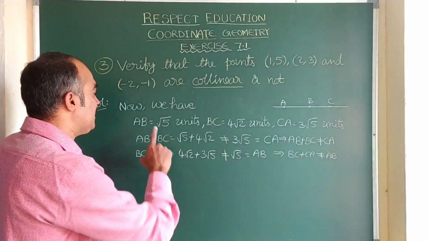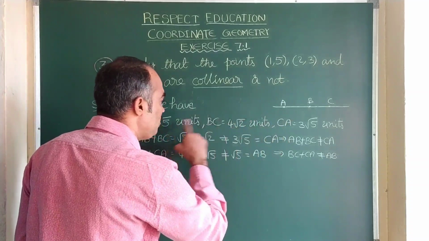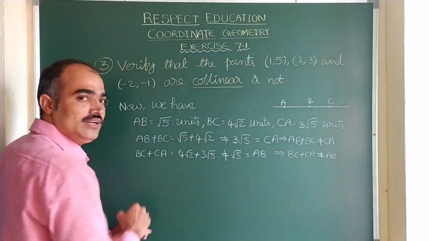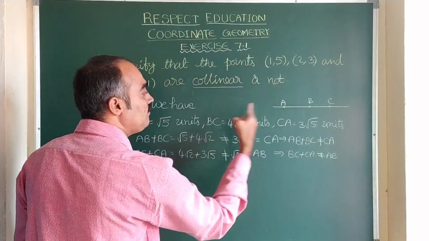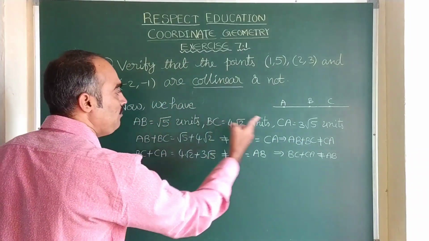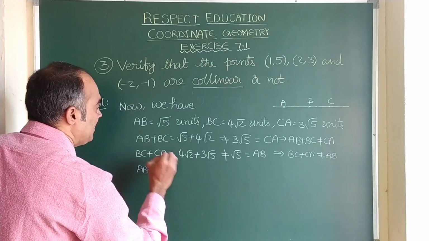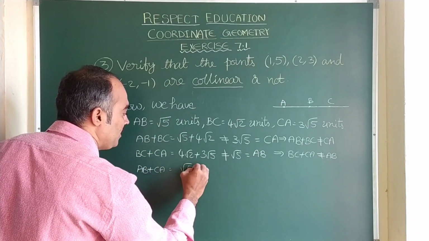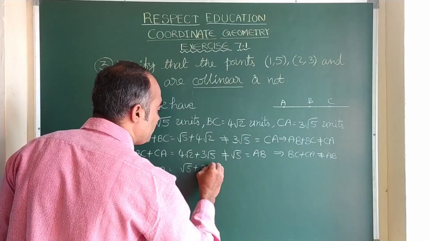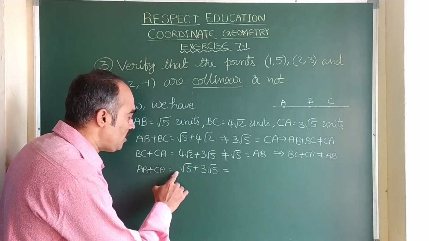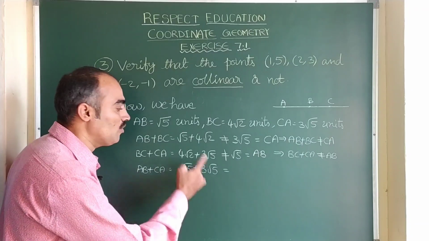Clear? So we checked the first two with the third one, and the second two with the first one. Let us check the first one and third one with the second one. Let us add AB and CA. Now AB plus CA. AB is already root 5 plus CA is 3 root 5. Here there is a possibility to add. This is 1 root 5 plus 3 root 5, total 4 root 5.